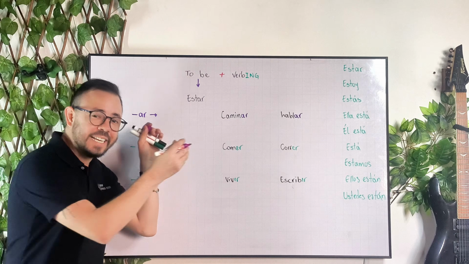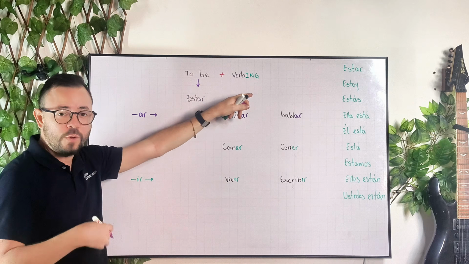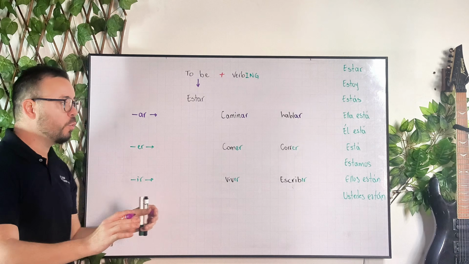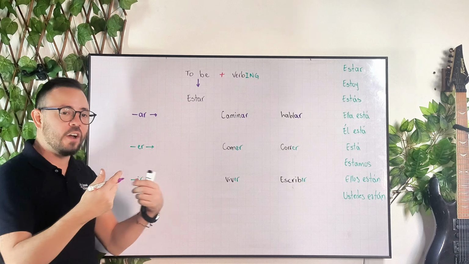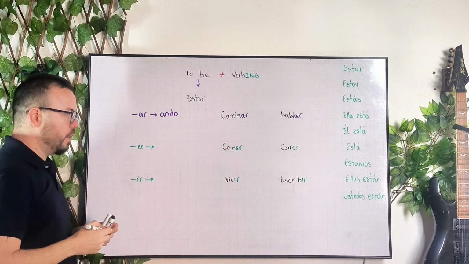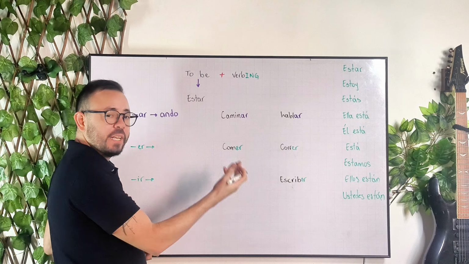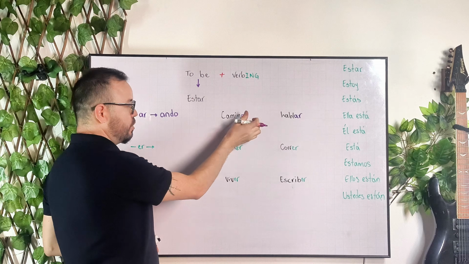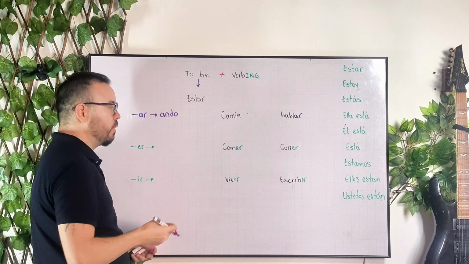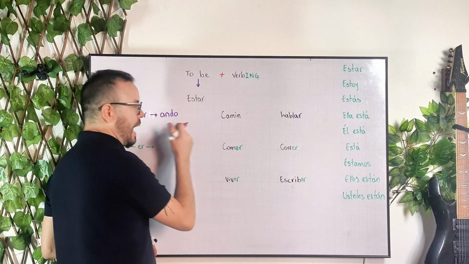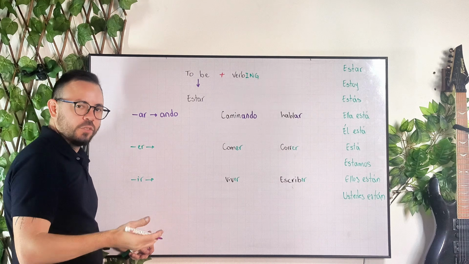Now, if we want to turn these verbs in the natural form into verbs with ing, the only thing we need to do is, in this case, replace the AR with ando, okay? For example, caminar means to walk, but if I want to say walking, I just need to erase this AR natural ending and change it for ando, right? So we're gonna say caminando, and that's it.